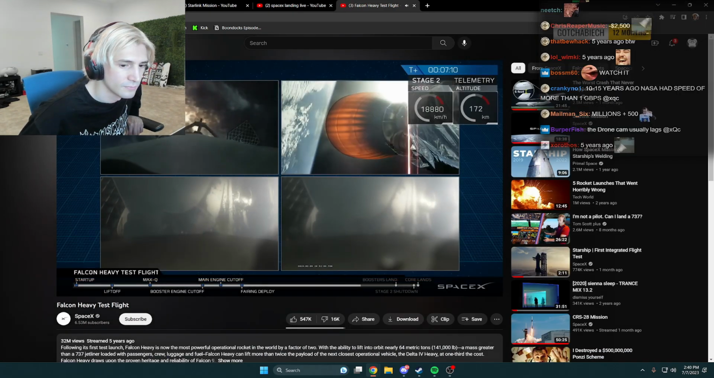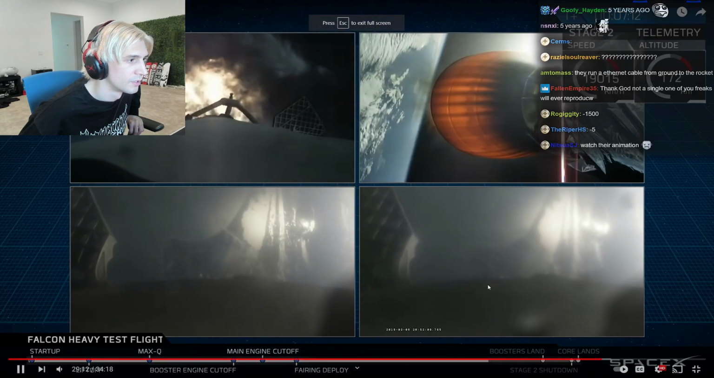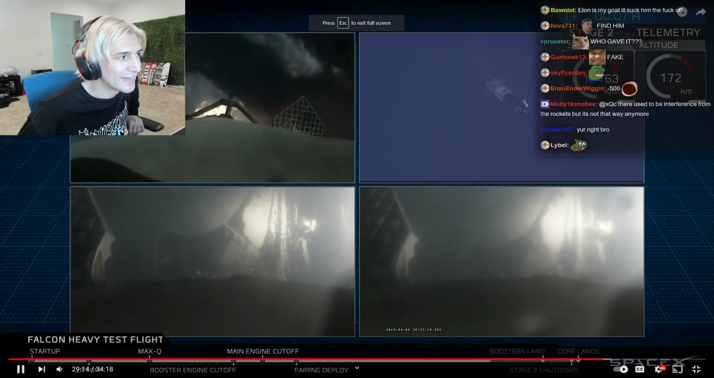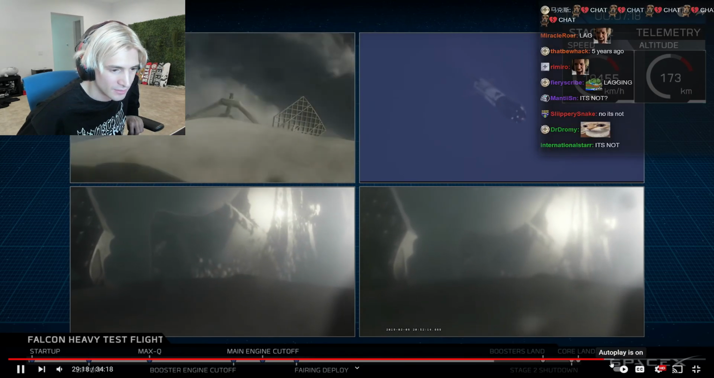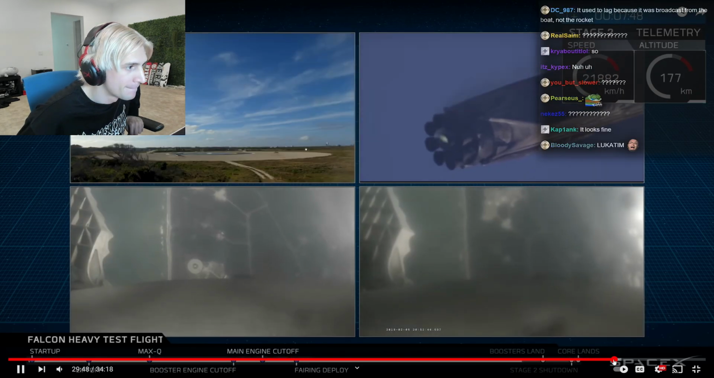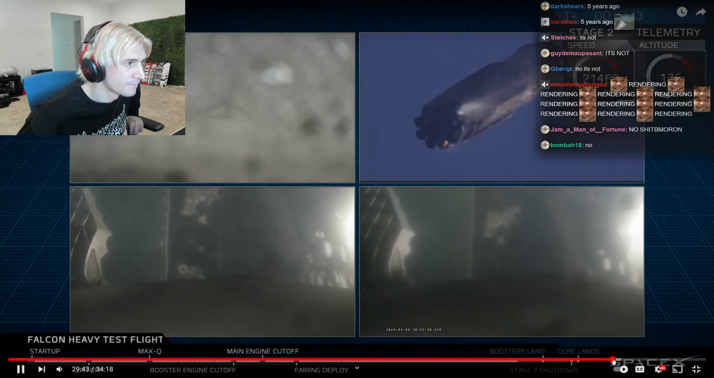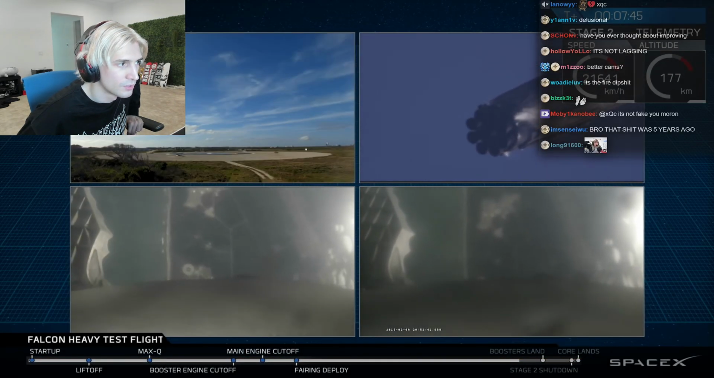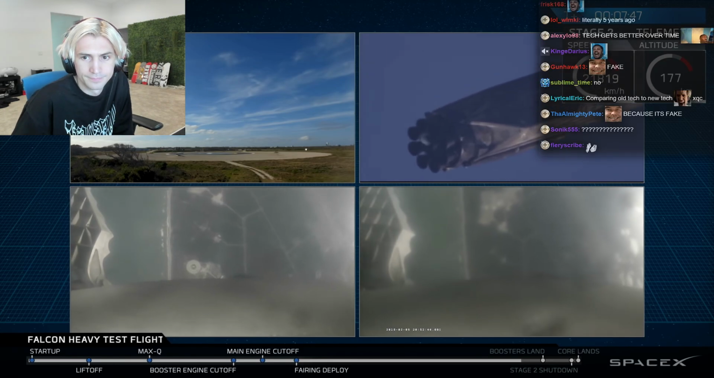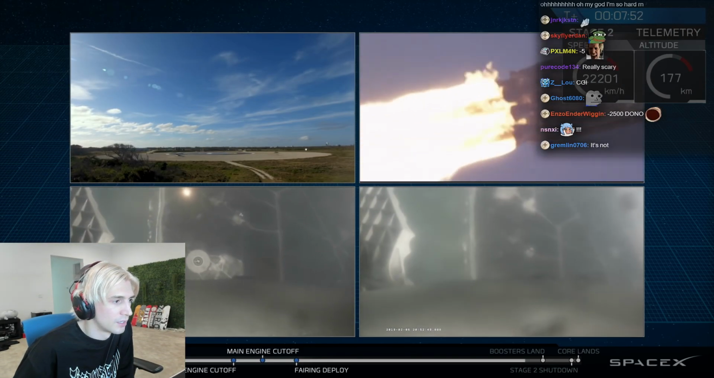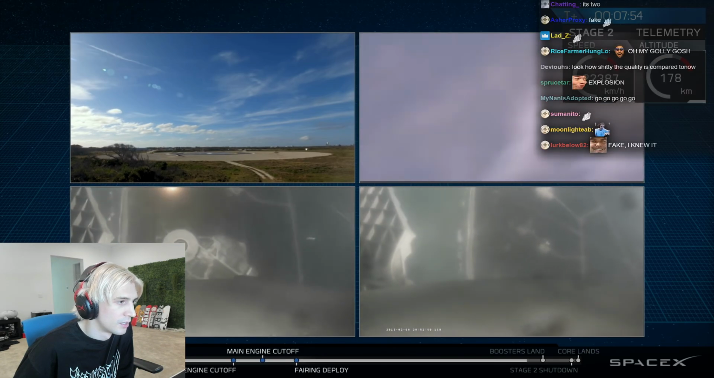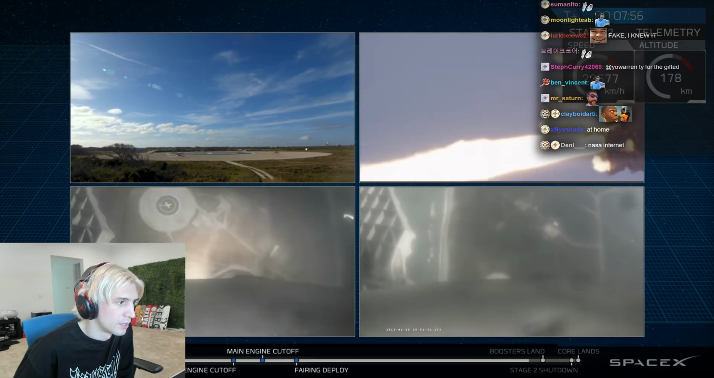Both of the side booster cameras as those are coming in. Look, it's already lagging, even when it does the thrusters on the way in. No, this one lands at home. Both boosters looking to be on track towards their respective landing zones.